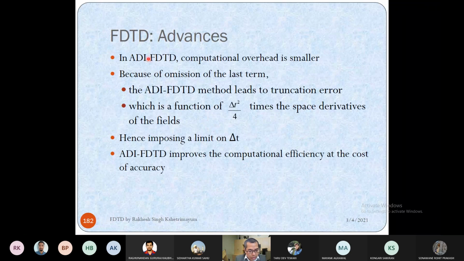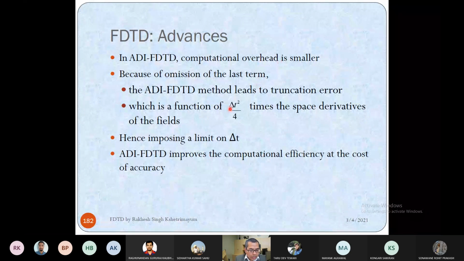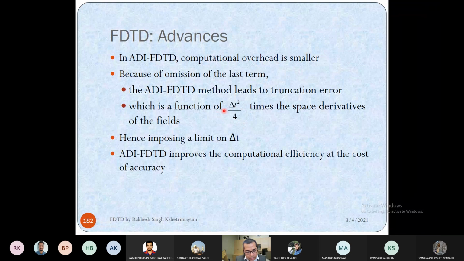In the ADI FDTD, because of neglecting the second term, which is delta t squared by 4, the computational overhead is smaller. That means you can actually do the simulation very fast. But because of neglecting the higher order terms, the accuracy is not so good.